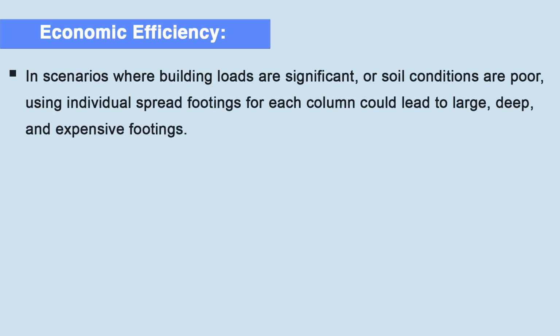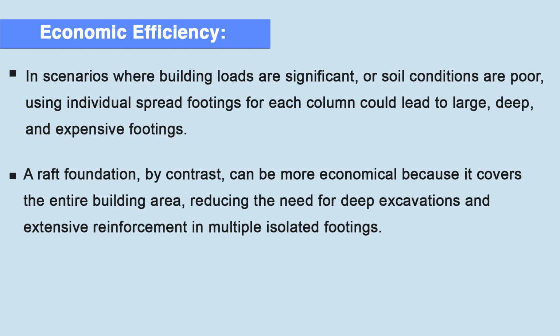Then the next is economic efficiency. In scenarios where building loads are significant or soil conditions are poor, using individual spread footings for each column could lead to large, deep and expensive footings. A raft foundation by contrast can be more economical because it covers the entire building area, reducing the need for deep excavations and extensive reinforcement in multiple isolated footings.